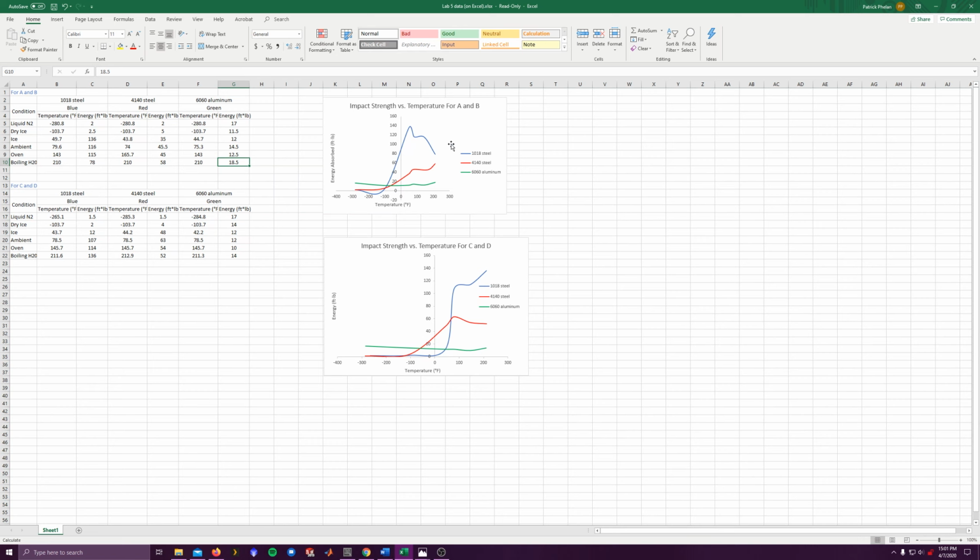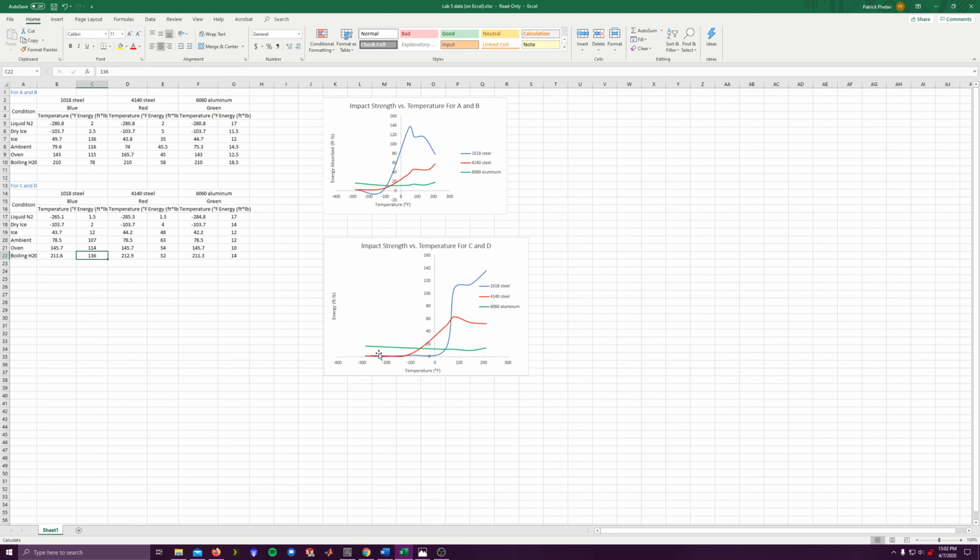Well, if we look at this 1018 steel, at the liquid nitrogen, that absorbed an energy of 2 foot-pounds. So you compare that to 17 foot-pounds, that's a really big difference there. And then if we go up to the boiling water for the 1018 steel, that absorbed an energy of 78 foot-pounds. That seems like there's an issue with this data collection here. They might have taken a while to put this specimen on the test stand. So if you look at this other group here, this fractured at 136 foot-pounds of energy.